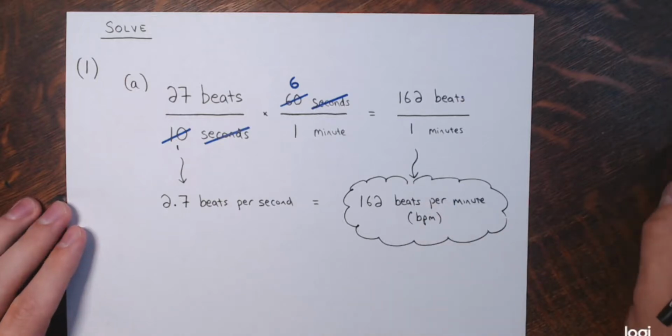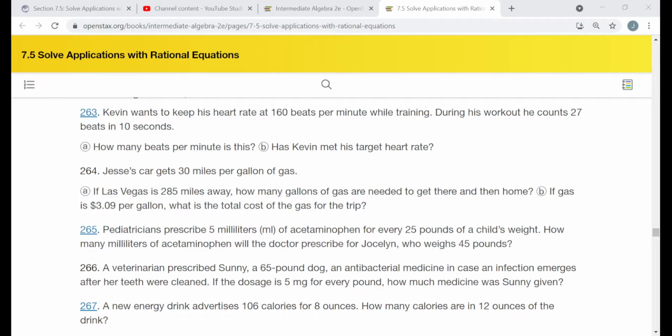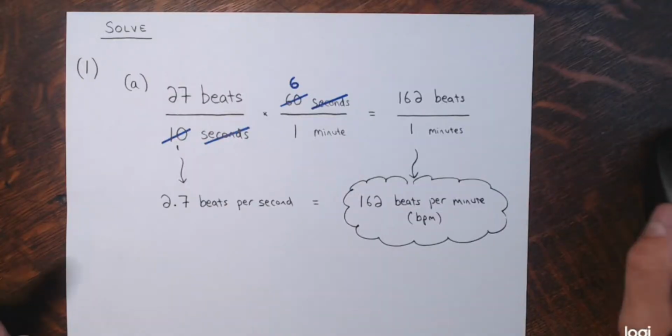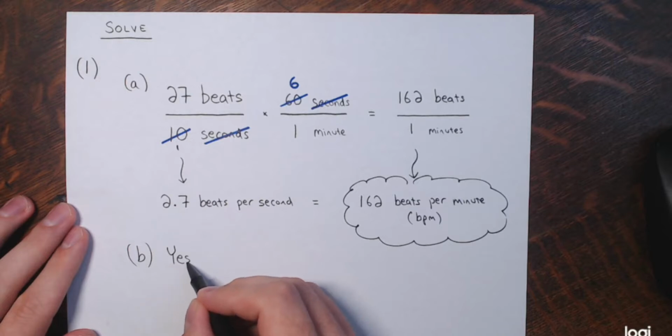Right, so part A was simply do the conversion. How many beats per minute is this, 27 beats in 10 seconds? Then part B, has Kevin met his target heart rate? Well, yeah, his target heart rate was 160 beats per minute. So part B, yes. The answer is yes.